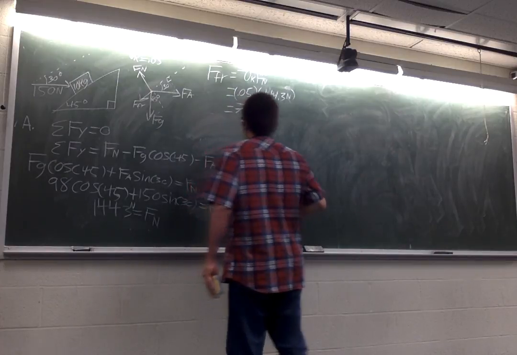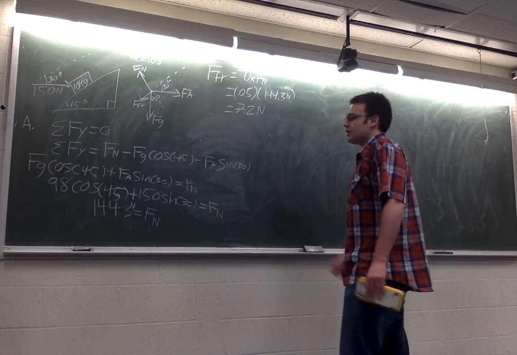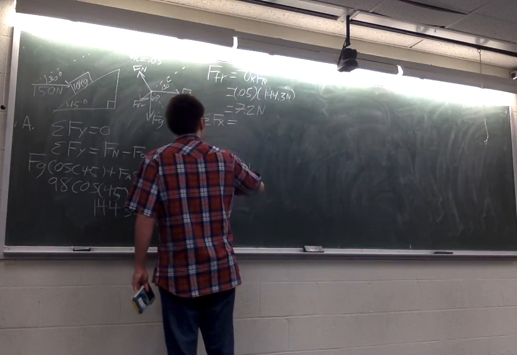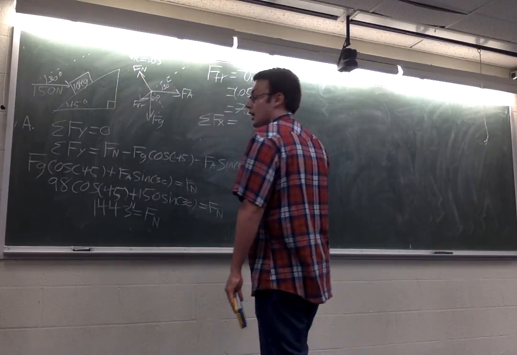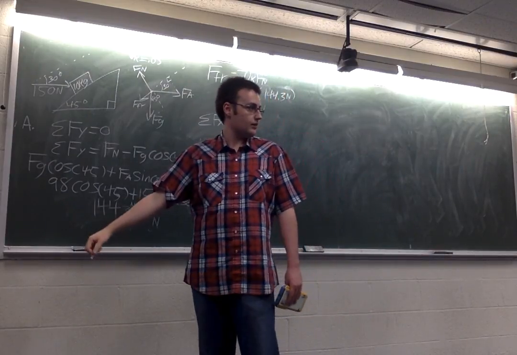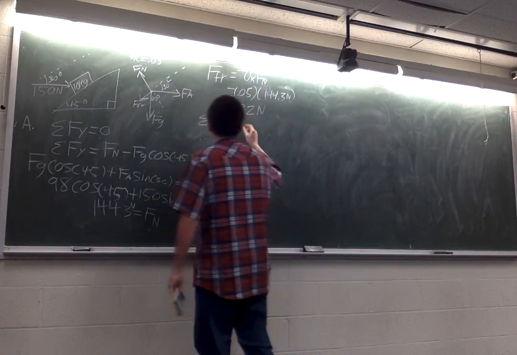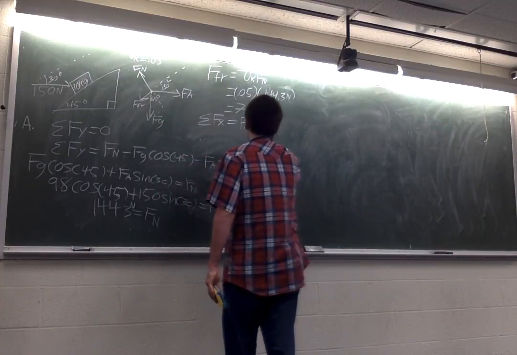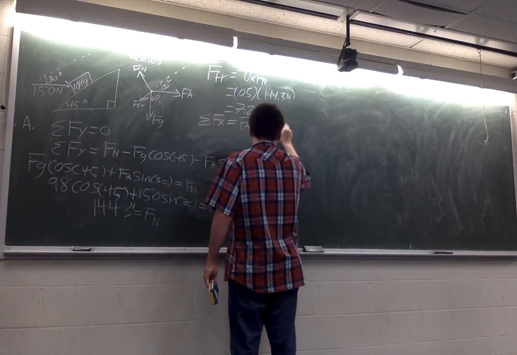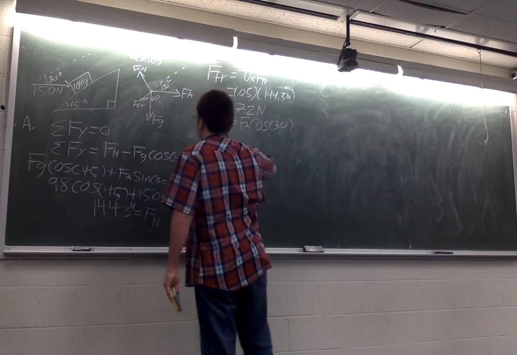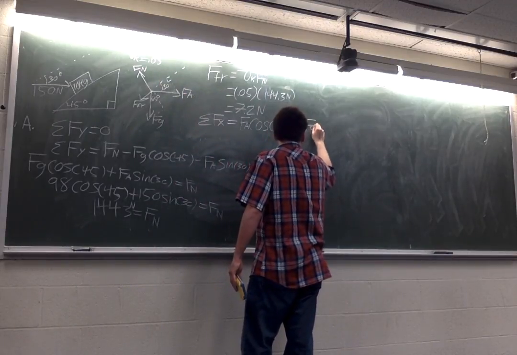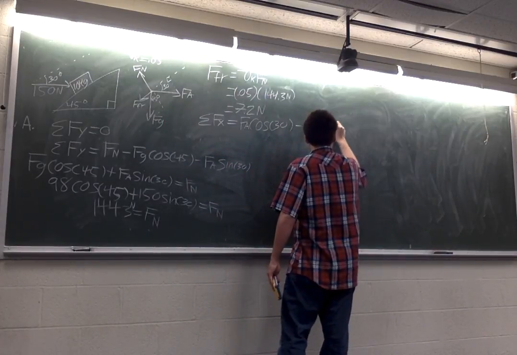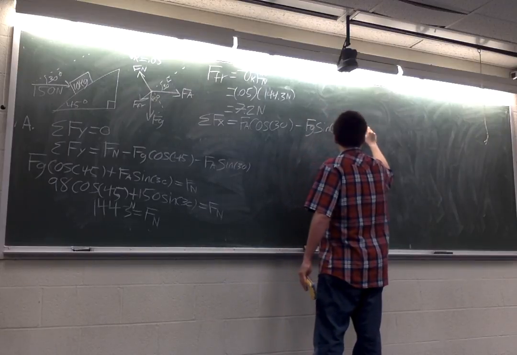So now let's write our net force in the x direction statement. Net force in the x direction is going to equal all the forces moving up the incline minus all the forces going down the incline. So the forces moving up the incline, we have our force applied cosine of 30, because it's adjacent, minus the force of gravity sine 45, minus the force of friction.